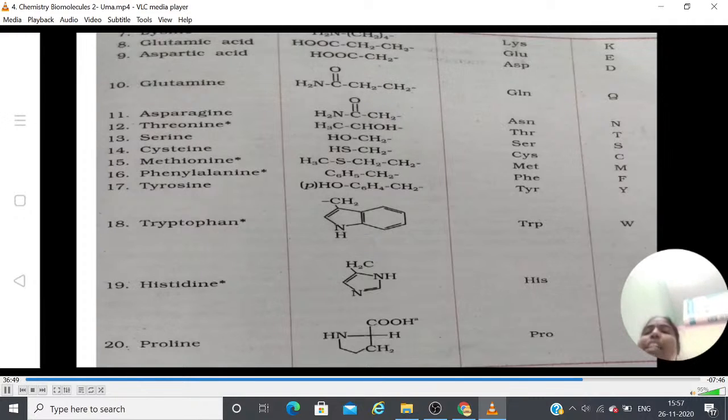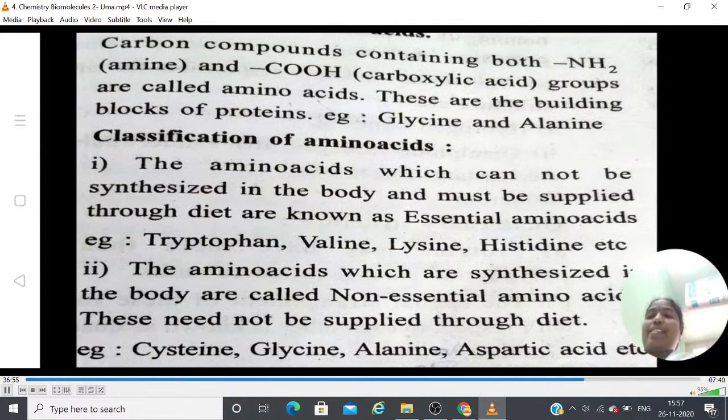Next, classification of amino acids. The amino acids are classified into 2 types: essential amino acids and non-essential amino acids. What are the essential amino acids and what are the non-essential amino acids? The amino acids which cannot be synthesized in the body and must be supplied through diet are known as essential amino acids.